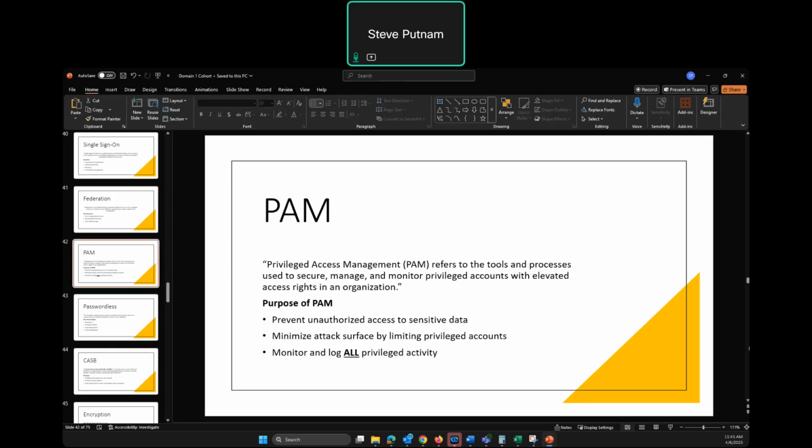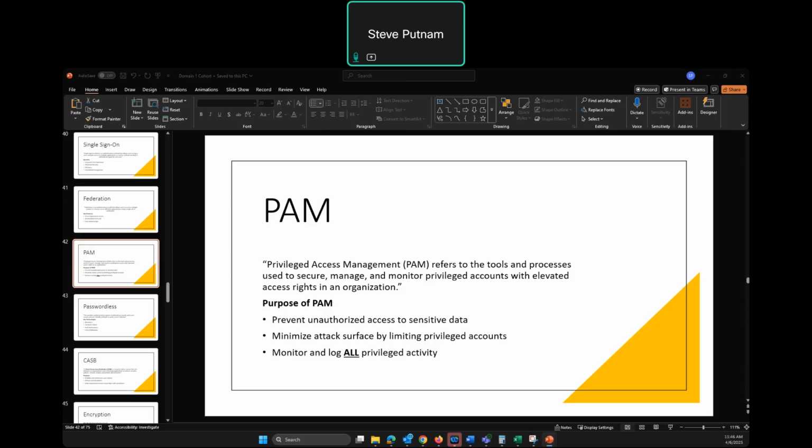Privileged access management. Privileged access management refers to the tools and processes used to secure, manage, and monitor privileged accounts. This is specific to admin accounts, elevated accounts within the organization. It prevents unauthorized access to sensitive data. It minimizes the attack surface by limiting privileged accounts, and it monitors and logs everything for that privileged account.